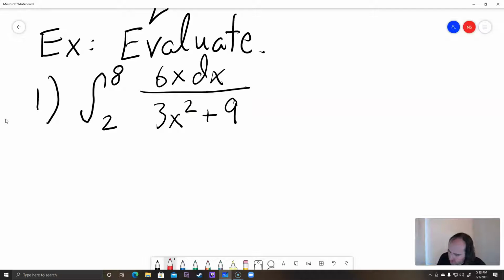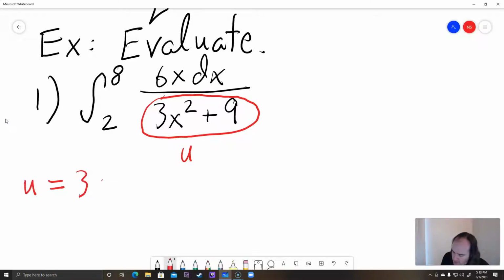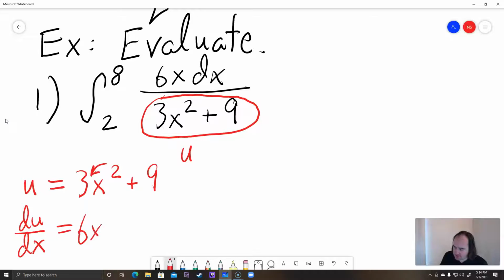Okay, so here, the composite function is going to be 1 over 3x squared plus 9. Well, the inside of that function is this denominator here. So that's going to be U. So U is actually going to be 3x squared plus 9. Okay? So if we let U equal 3x squared plus 9, then we take the derivative of both sides. So we get du dx equals, using the power rule, we bring the 2 out front and decrease the exponent by 1. So 2 times 3 is 6x.